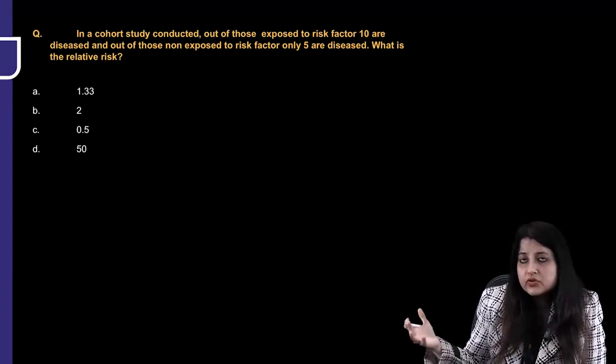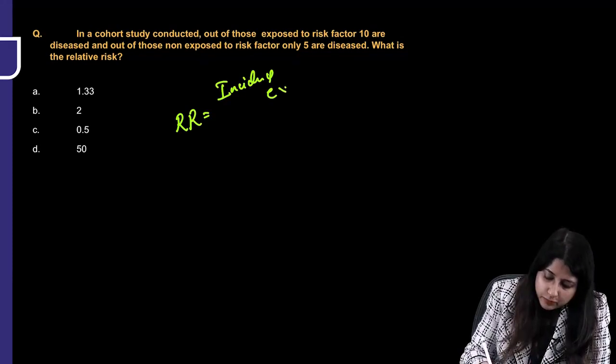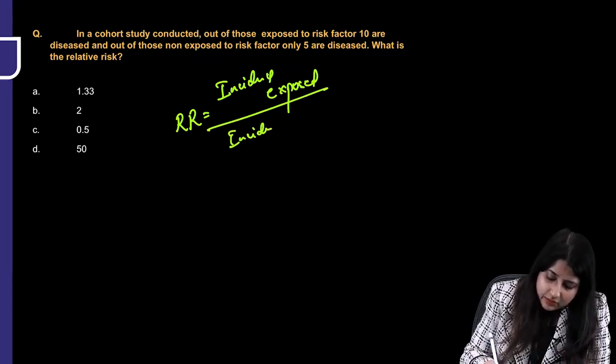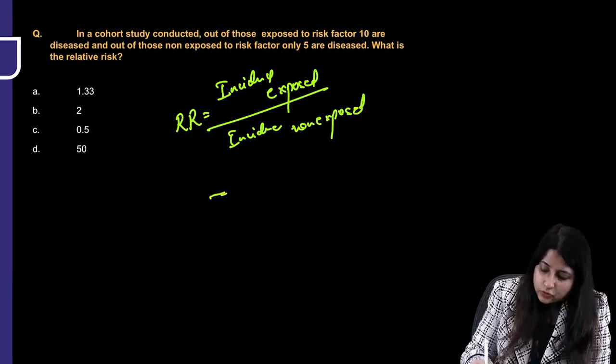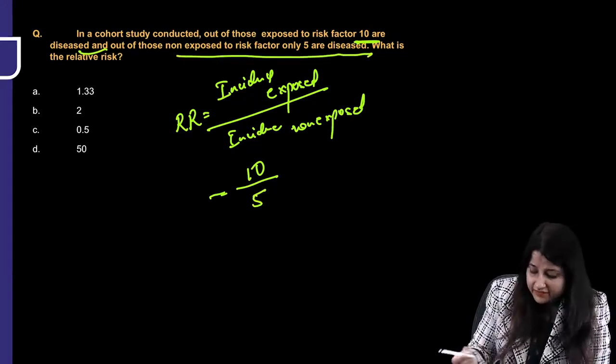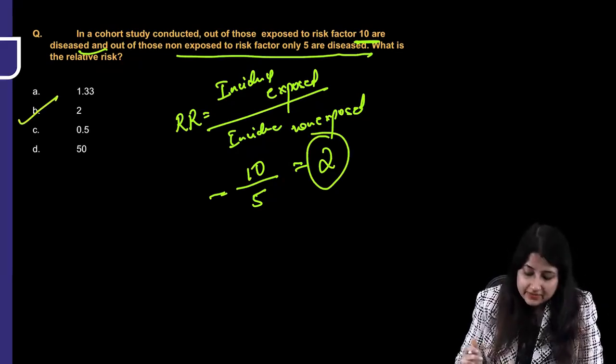Then in a cohort study, out of those exposed to risk factors, 10 are diseased, and out of those non-exposed, only 5 are diseased. What is relative risk? Don't panic. It is the incidence among exposed divided by the incidence among non-exposed. So we can very clearly see that those exposed to risk factors, 10 are diseased, and those non-exposed to risk factor, 5 are diseased. So that means it is a risk factor.